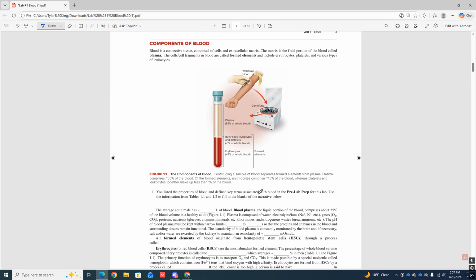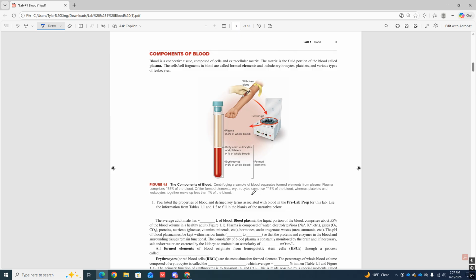All right, so we chatted about the components of blood. So if you wanted to identify all of those together, if you wanted to separate them out more specifically, you could use a centrifuge to spin them down.